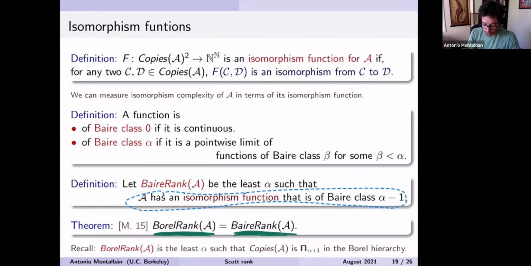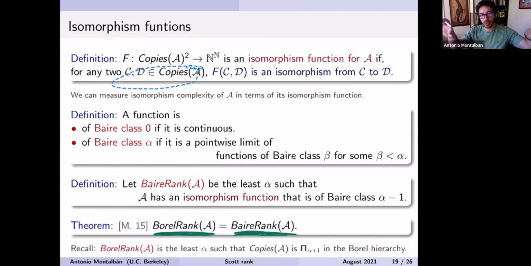What was that? An isomorphism function for a structure A was a function that, given two copies of A, so two presentations of A that are isomorphic to A but are different representations, outputs an isomorphism from one to the other. So we know they are isomorphic. The question is how difficult it is to find this isomorphism.